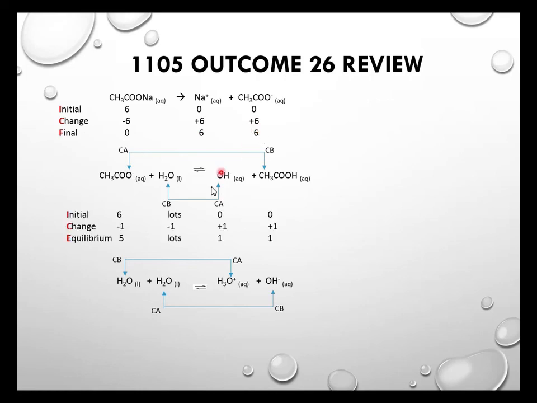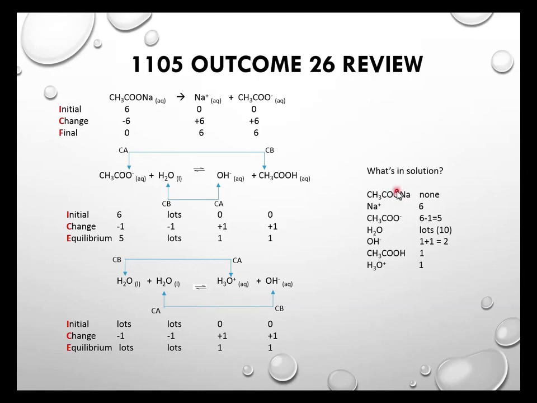However, of these 6 acetates that you start with, one of them is going to react in this next subsequent reaction, leaving only 5 of those, and 1 OH minus and 1 acetic acid molecule. And of course the water-water reaction occurs as well. So if we look at what's in solution, we don't have any of the salt. We have 6 sodium cations because they don't do anything after they are initially formed.